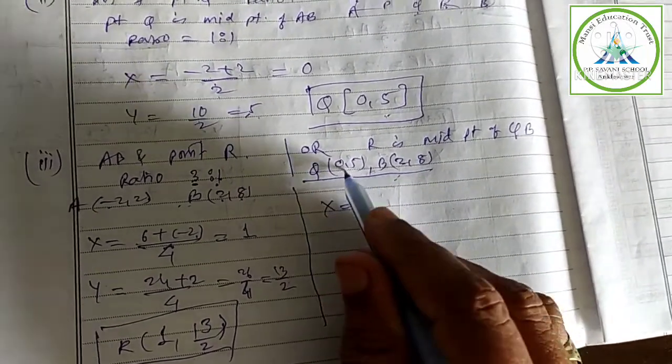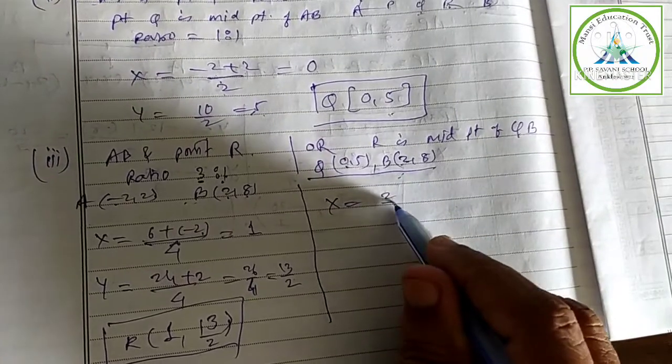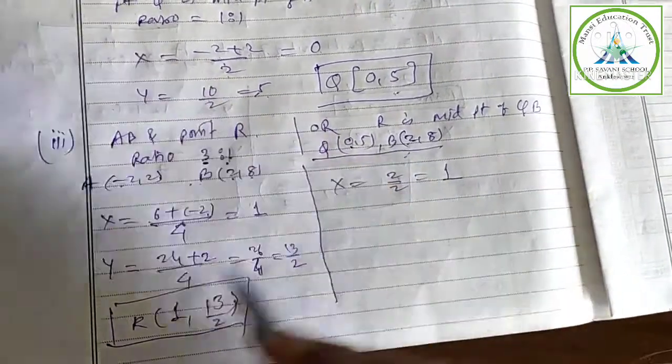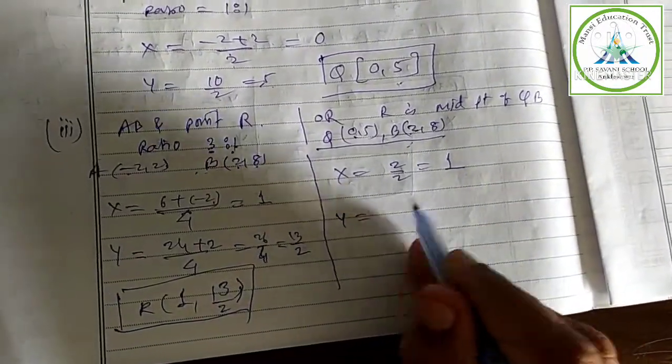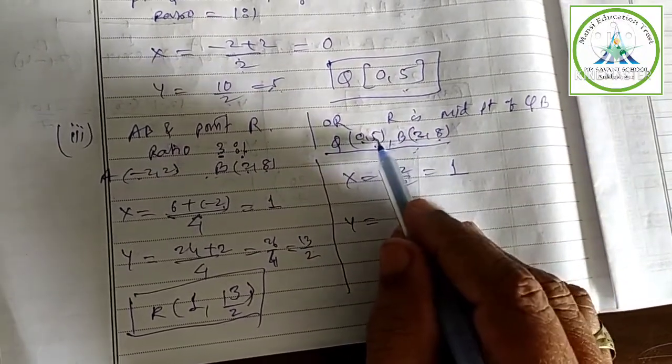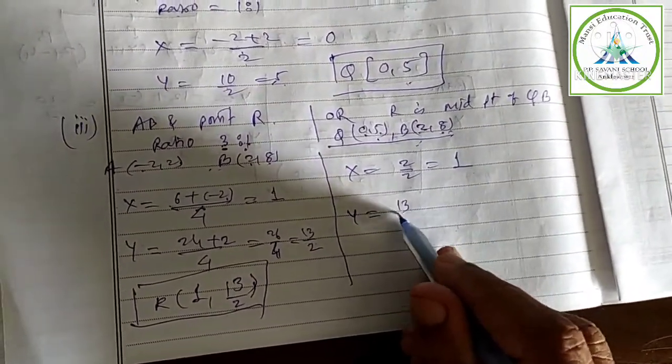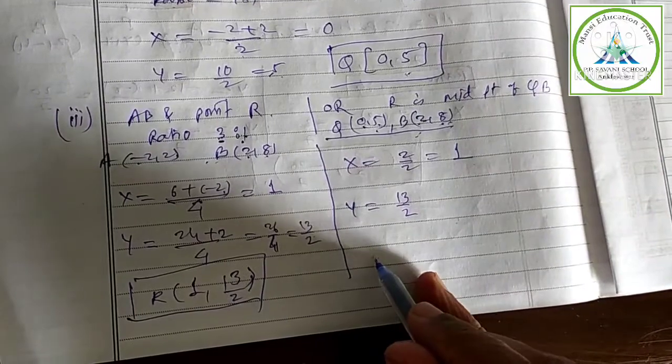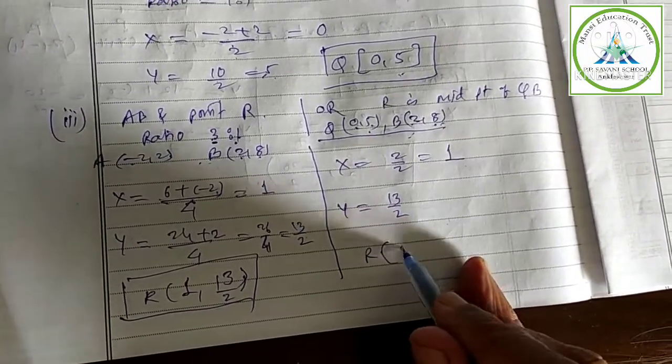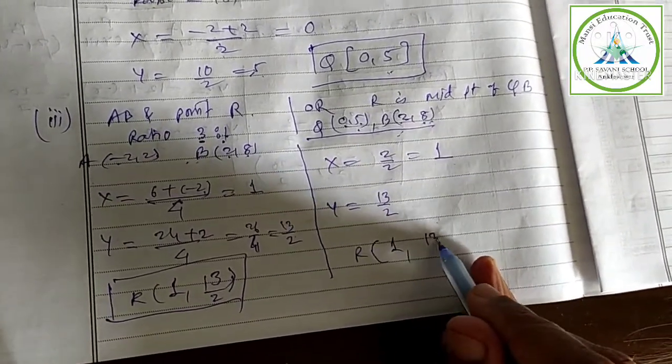Now see, we will take x equal to x1 plus x2 upon 2, that is 1. y equal to y1 plus y2 upon 2, 5 plus 8, 13 upon 2. So here R equal to, that is coordinate 1, 13 upon 2.